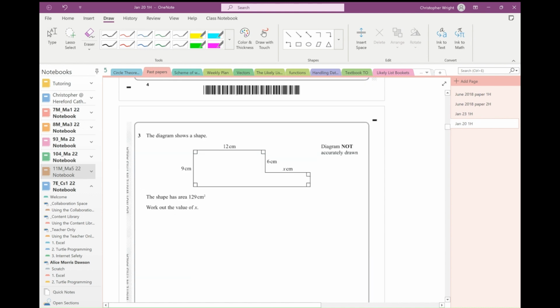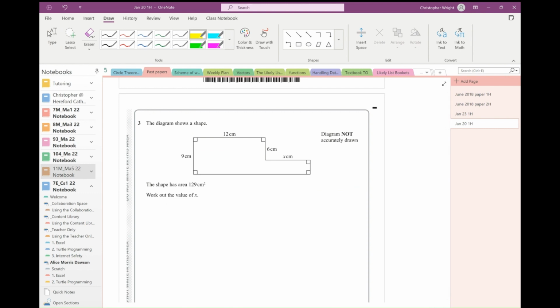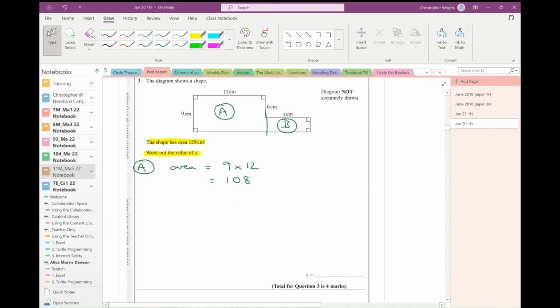Okay, number 3. The diagram shows a shape. The shape has an area of 129 square centimetres. Work out the value of x. Well, I can cut my shape here, and this gives me a shape A and a shape B. Well, shape A has an area of 9 times 12. Well, that's 108, isn't it? And that means that shape B, well, its area must be 129 minus 108, because the whole thing has an area of 129. So that means that shape B must have an area of 21.